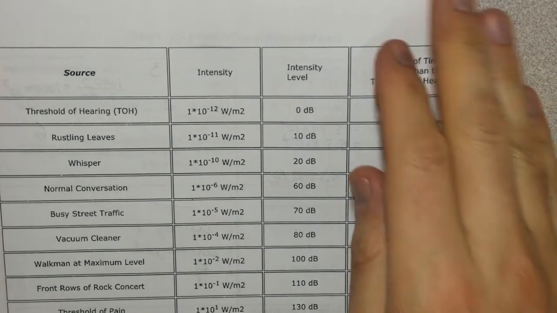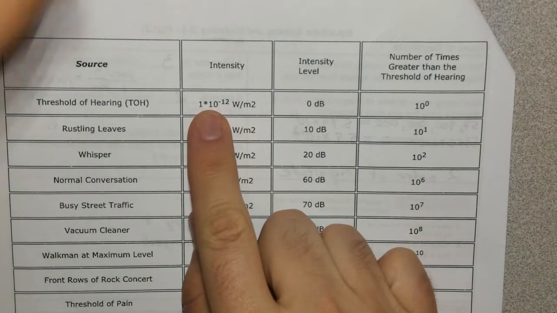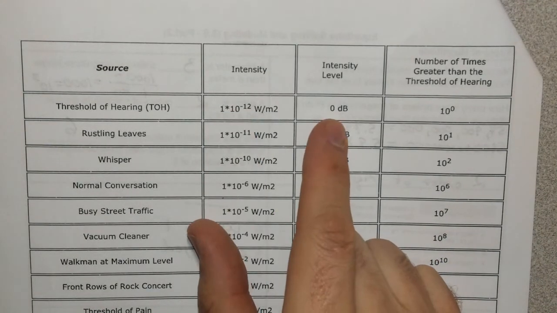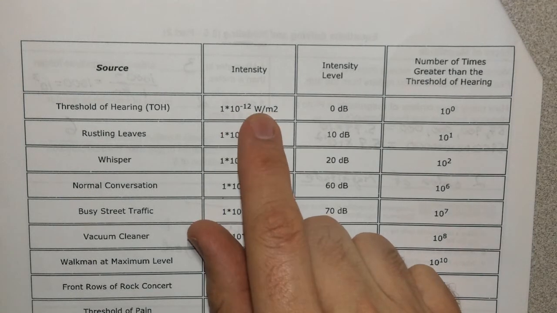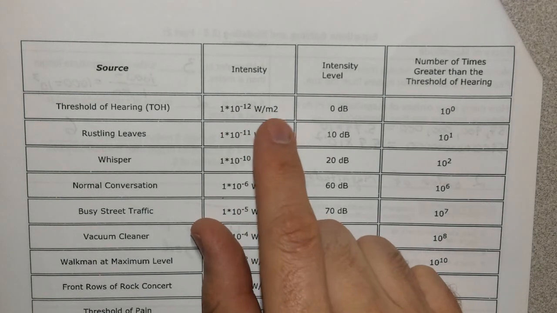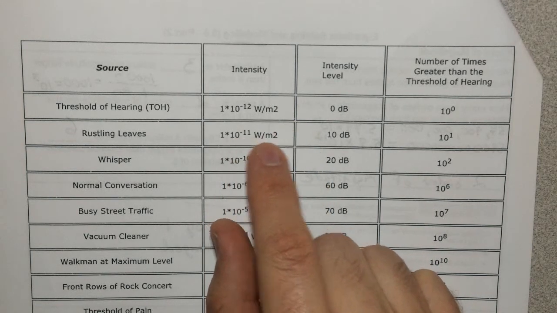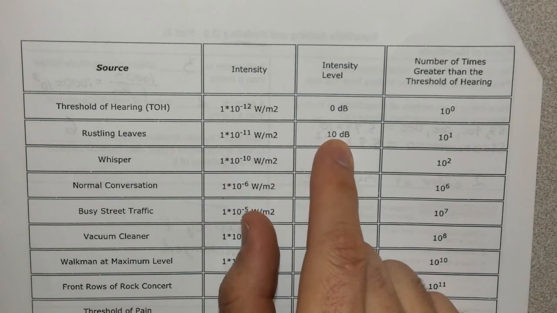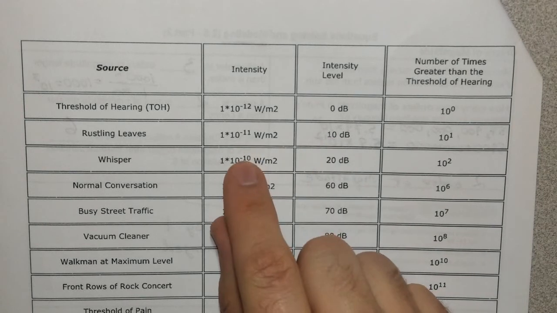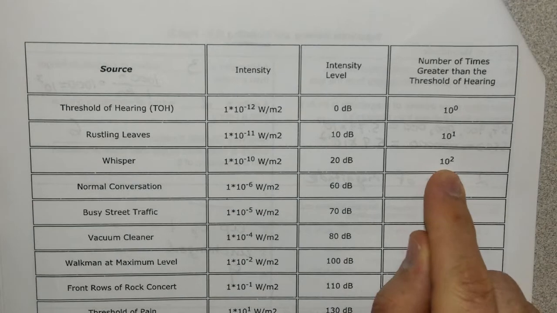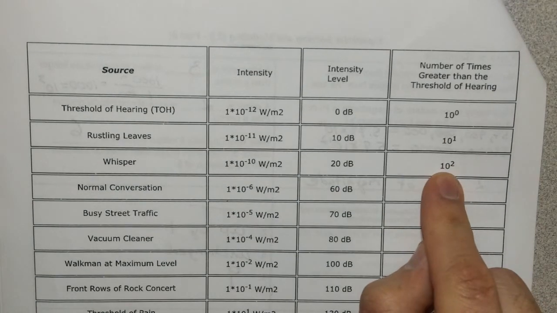So look at the intensity here, okay? So the threshold of hearing is at 0 decibels, okay? And here's the intensity in some unit that I don't know about or that I don't understand, but it doesn't really matter. So then it goes up by a factor of 10, and we're here at 10 decibels, so that's rustling leaves. Then it goes up by a factor of 10 again, and you can see actually, this is nice. This is even better over here, right? The number of times greater than the threshold of hearing. So here it's 10 to the 2nd power.